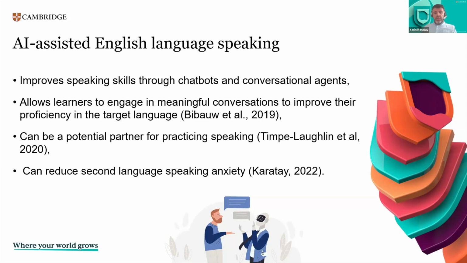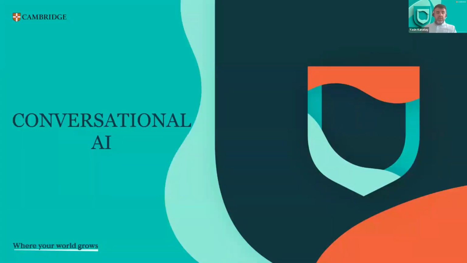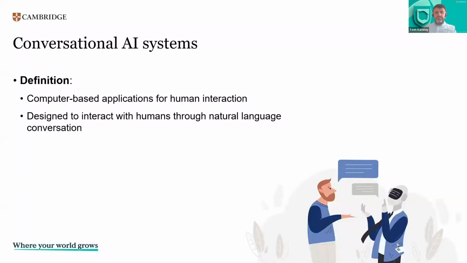So then the question is, what are those technologies? I'm going to focus on one type of it, as I did in the writing section, which is conversational AI. I'm going to first describe very briefly what they are and how they work. Then I'm going to show you an example that I designed for my PhD study. And then I'm going to show you some comments from my students who actually interacted with it and discuss how they felt about talking to a computer.